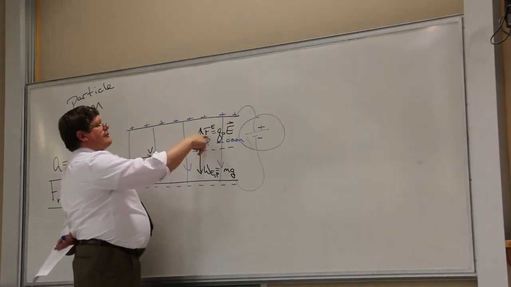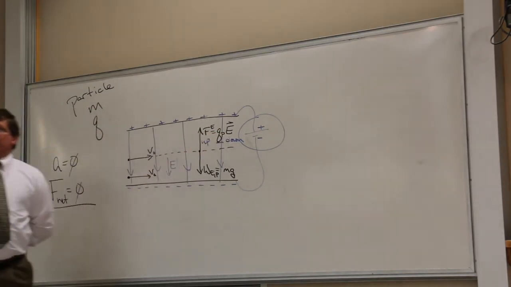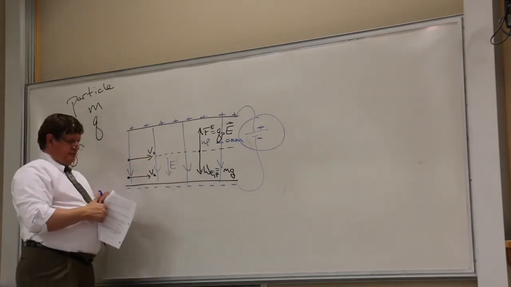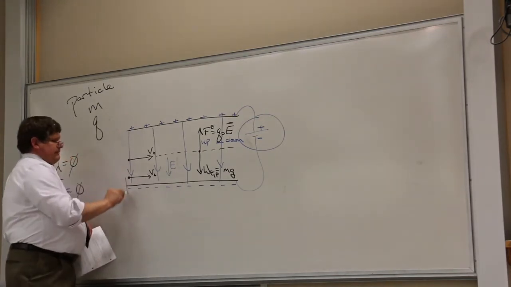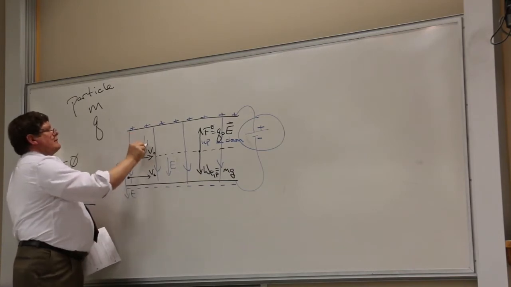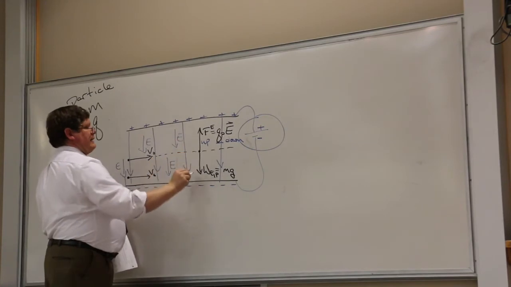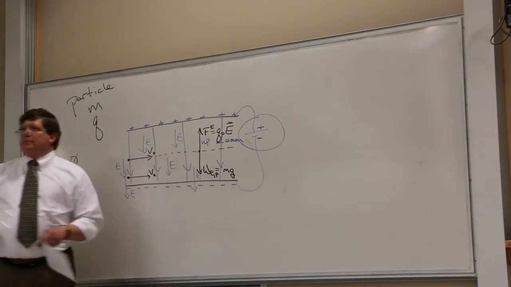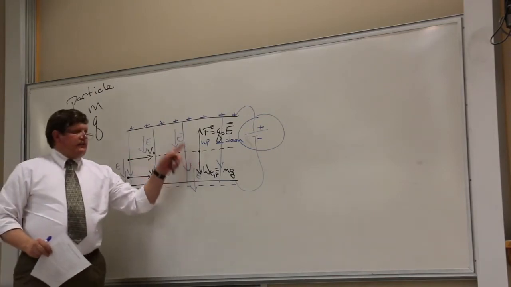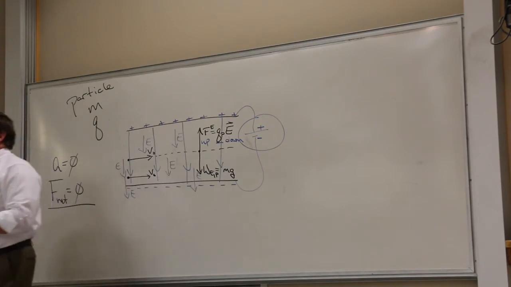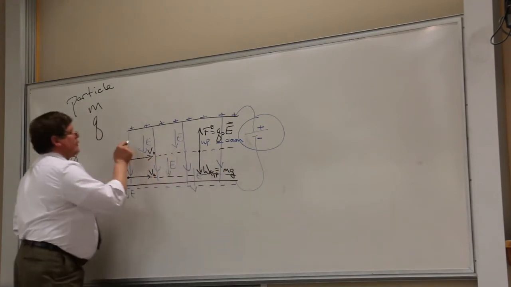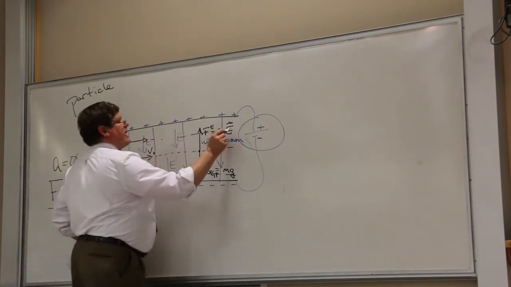This electric force depends on the strength of the electric field. The fact that these field lines are parallel means I have exactly the same electric field here as I do here, as I do here, as I do here. Everywhere between the plates, I have the same electric field. So this force doesn't change, this force doesn't change. My diagram is still balanced. And so that particle is going to go straight across. No matter where I start it, it's going to go straight across.